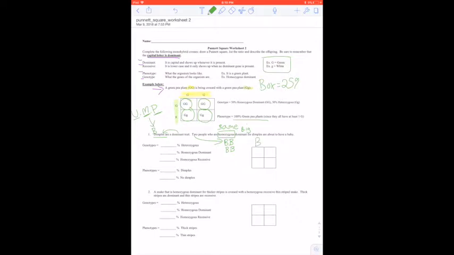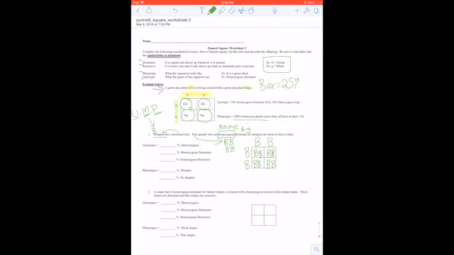I can take those letters from the first parent and from the second parent and put them on the Punnett Square. And then I'm going to fill out the box. This one's pretty easy since they're all capital B's. Every box will end up with 2 capital B's here, because when I bring my letters down and over, that's what I end up with.